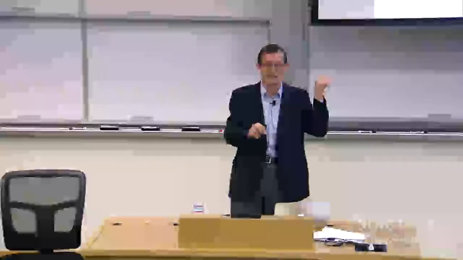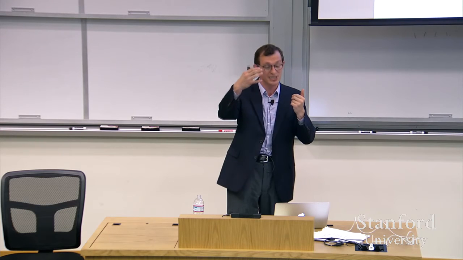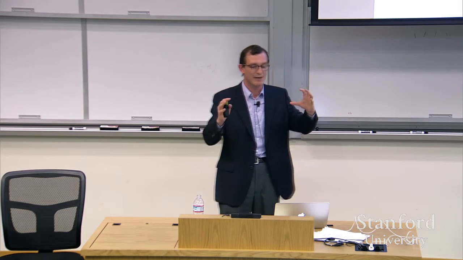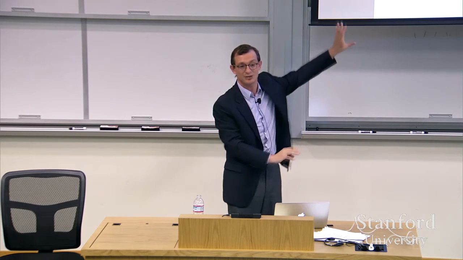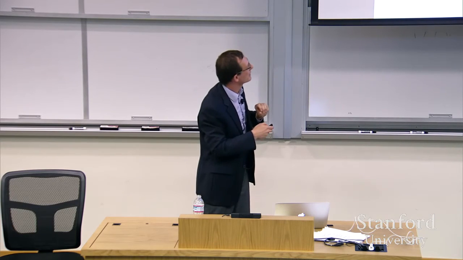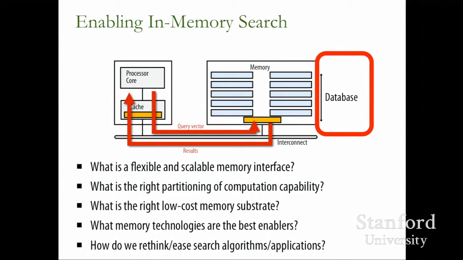You can actually gain 14x performance improvement and reduce system energy by 10x if you have a graph analytics engine that's sitting in an interconnected set of 3D stacks. I'm not going to talk about that. That's the more intrusive approach, because you need a different programming model to take advantage of that, actually. So what memory technologies are best enablers? DRAM is very interesting to examine, but there are other technologies that integrate much better with logic. And once we have this, how do you actually rethink or ease search algorithms or different algorithms and applications?